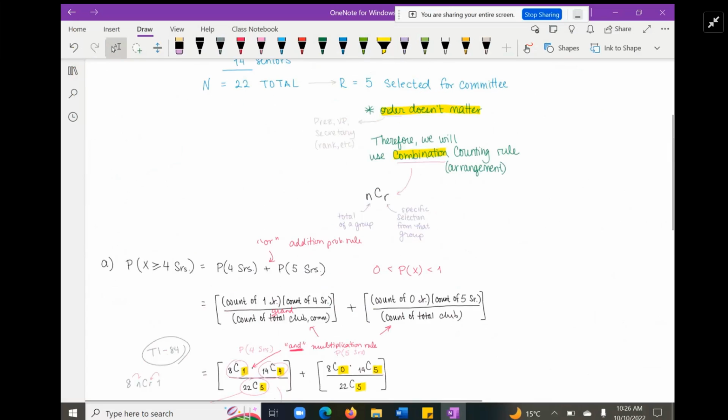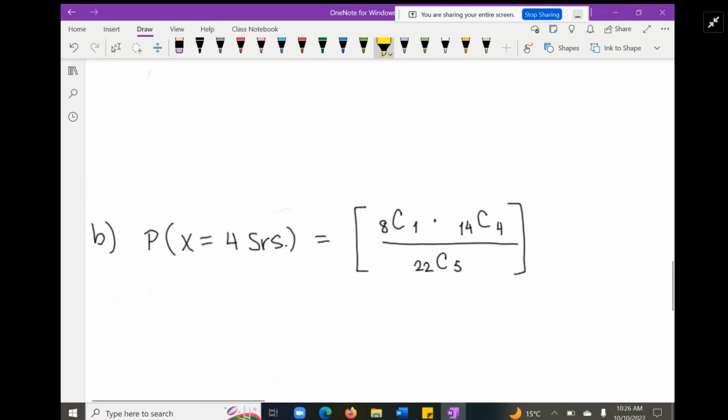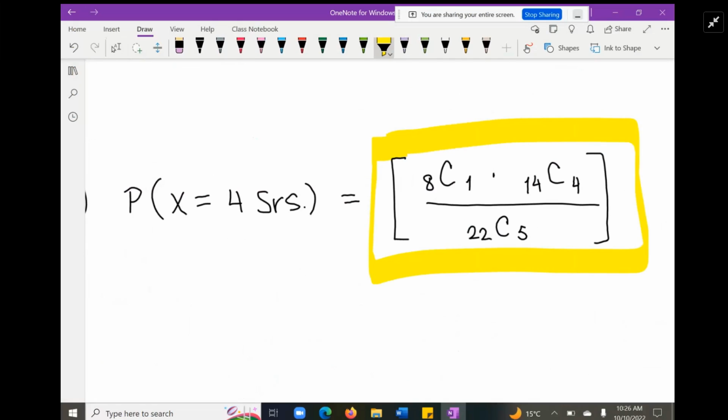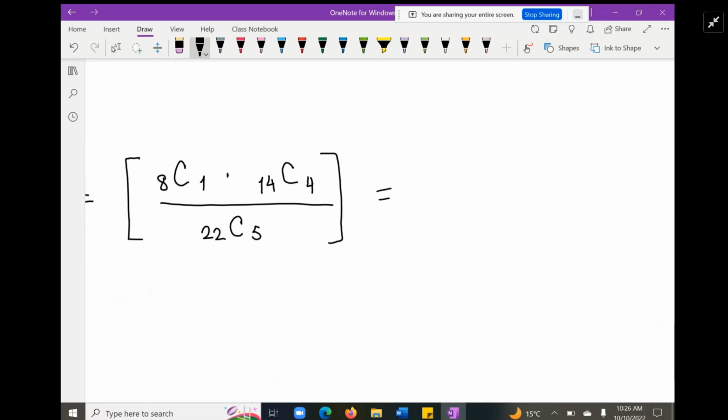Now, remember the second question was asking, will it include 4 senior members? That to me read like will have exactly 4 senior members. So that's how I set it up. The probability that we have 4 seniors in this committee, which just leaves the 1 space for the junior. Well, we've already seen this exact setup, so we actually know what this answer is. I ran it through the calculator again. This is what I get. As a fraction first, it's 52 over 171.